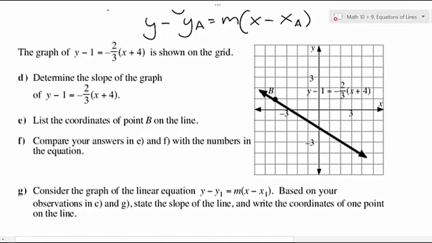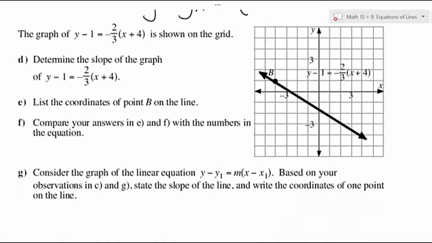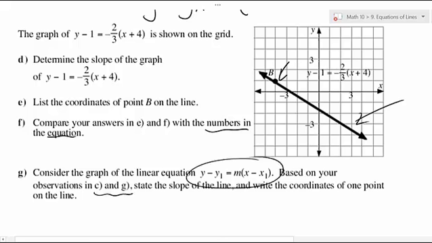Okay, let's try this again. We've got another slope. It's a negative slope right here. I want you to determine the slope of the graph, find the coordinates of point B, compare the answers with the numbers in the equation, and then I want you to consider the graph of this. And based on your observations of C and G, state the slope and write the coordinates of one point on the line. All right, press pause now.